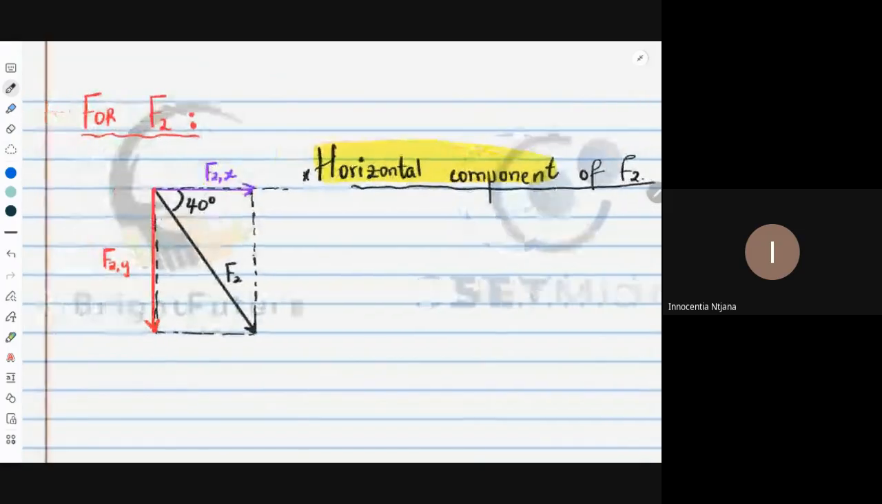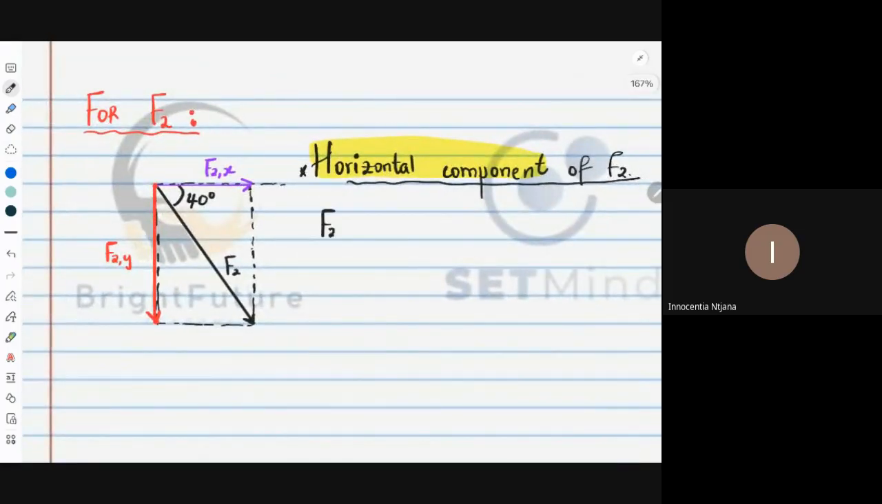What would it look like? Let me write it. F2X is simply F2 cos 40 degrees. Do you see how I did that? I simply said, I'm looking for this side, F2. How can I relate F2X and F2? This 40 is resting on this adjacent side, so that means I need a cos. Cos 40 will give me adjacent, which is F2X, over hypotenuse, which is F2.